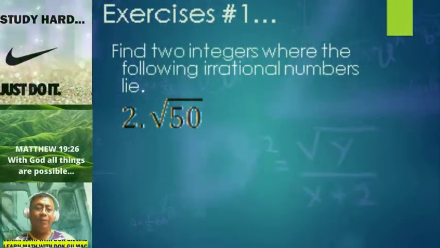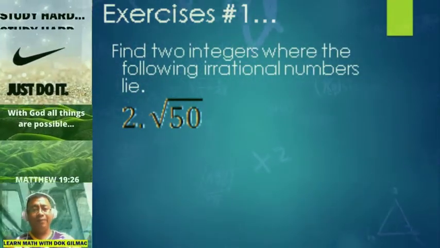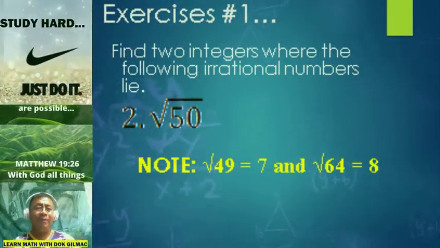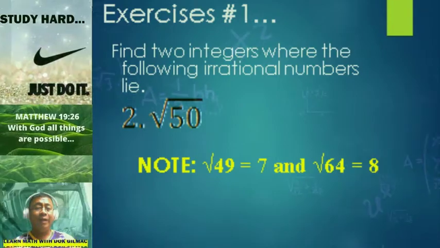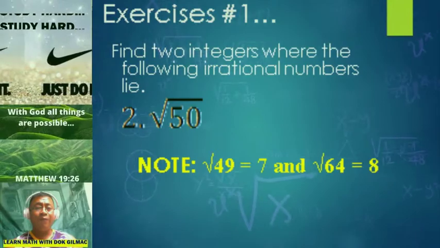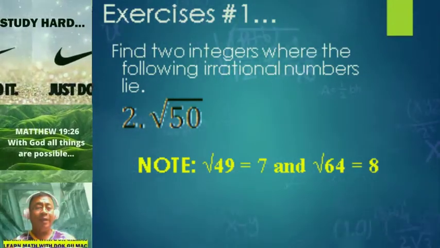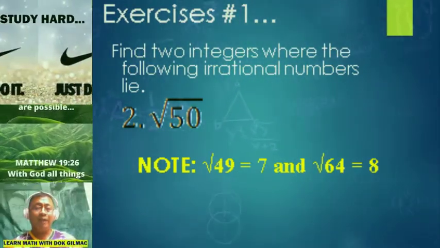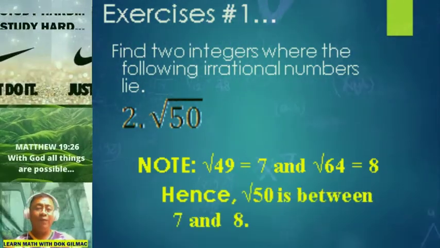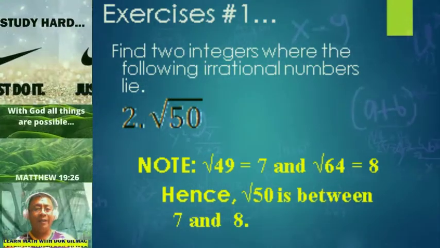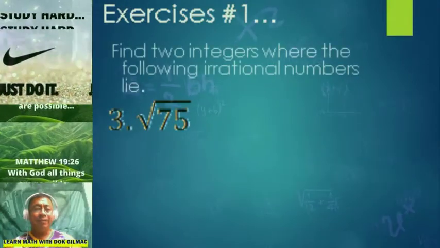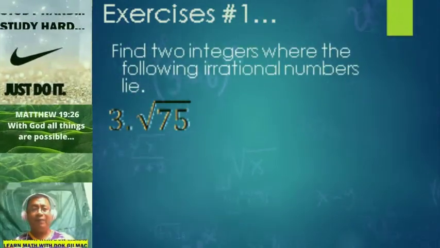Consider number 2, the square root of 50. Take note, the square root of 49 is equal to 7 and the square root of 64 is equal to 8. Also, the square root of 50 is between the square root of 49 and the square root of 64. Hence, the square root of 50 is between 7 and 8.